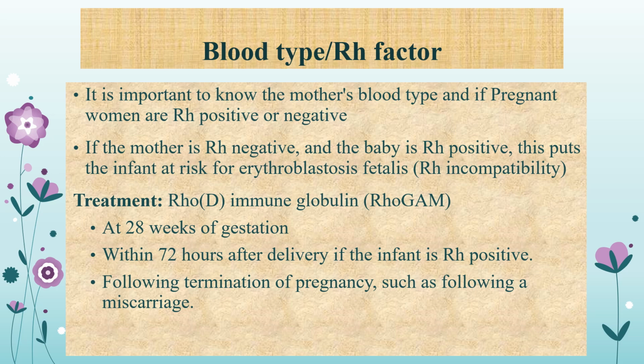So we give it at 28 weeks of gestation in the pregnant woman. Then within 72 hours after delivery, if the infant is Rh positive. If the baby is Rh negative, then we don't have to do anything. But if the baby is Rh positive, then we need to give the RhoGAM within 72 hours after the delivery, and also following the termination of pregnancy, such as following a miscarriage.